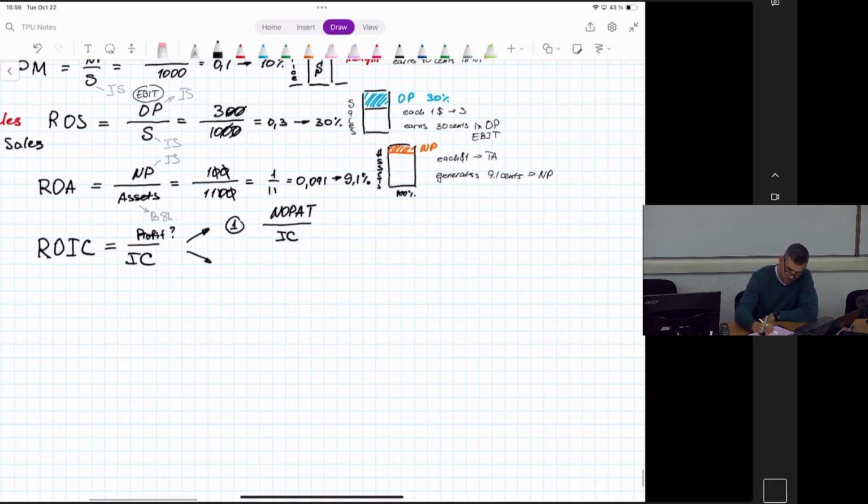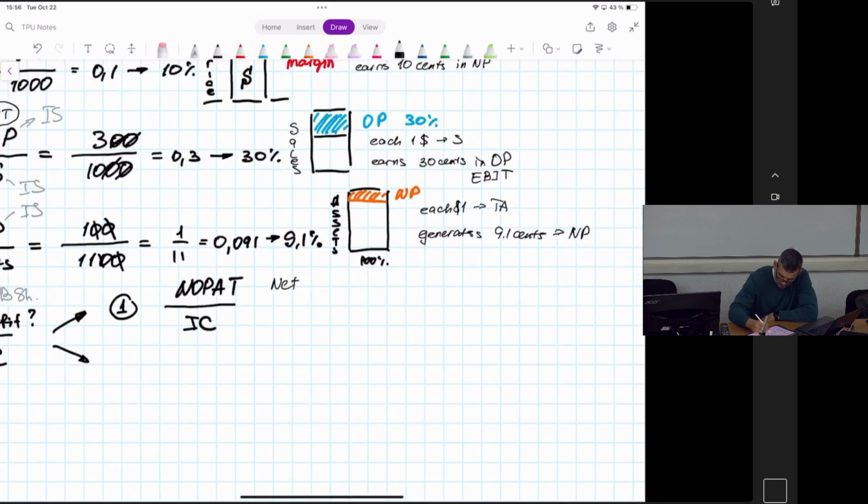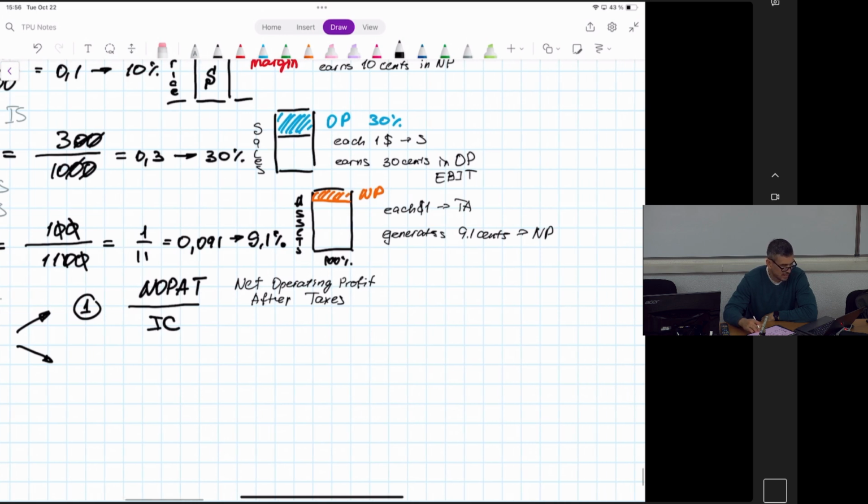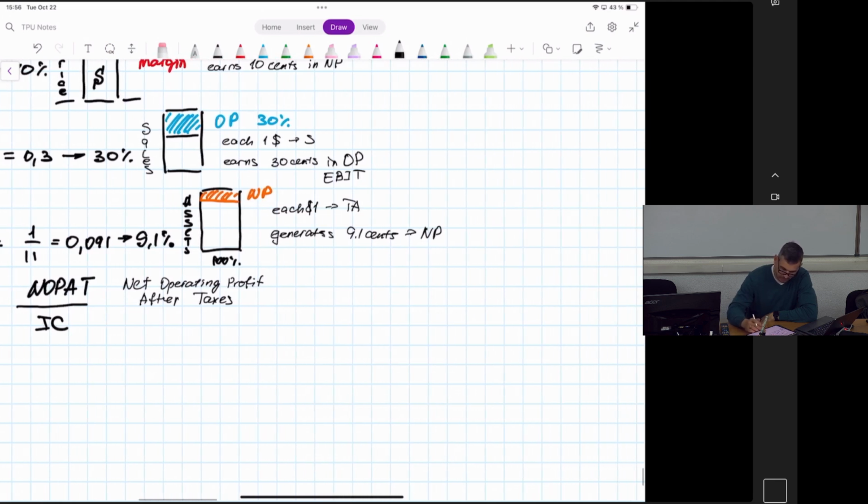So what is NOPAT? NOPAT stands for net operating profit after taxes. Net operating profit after taxes. What does that mean? Okay? So it means the following.